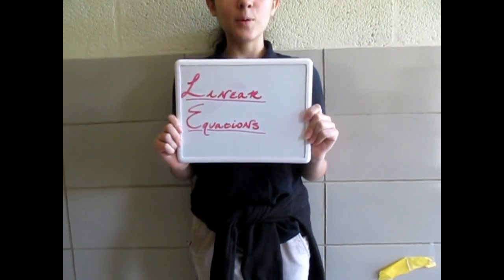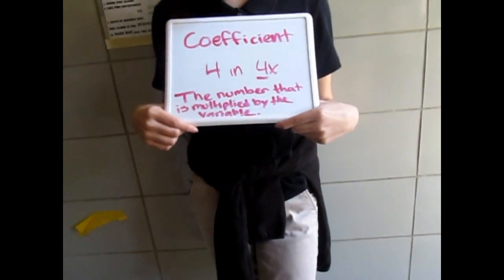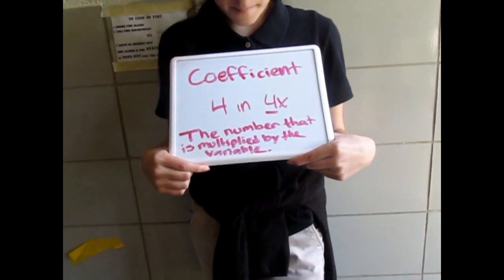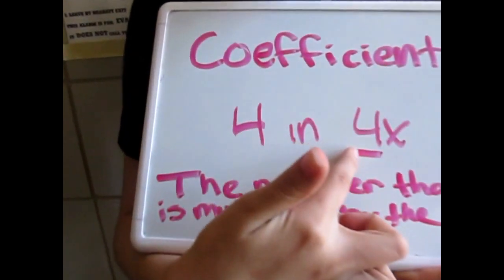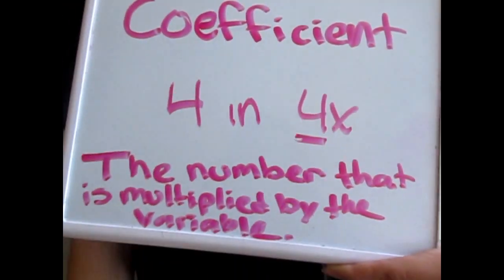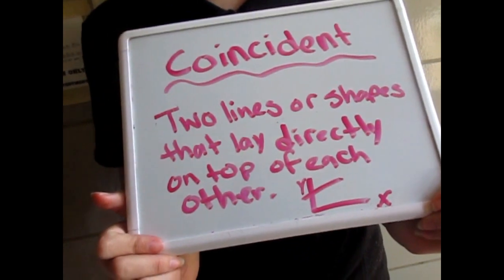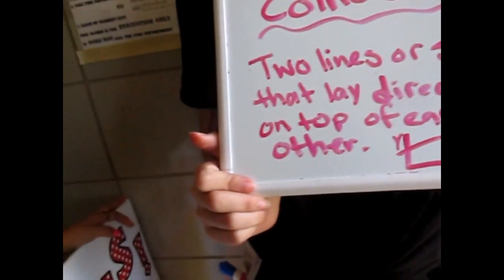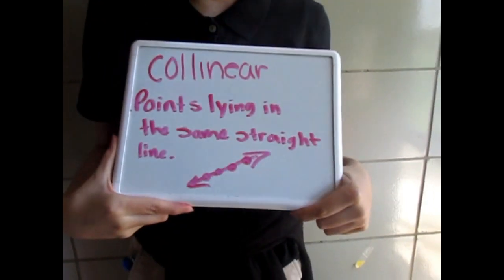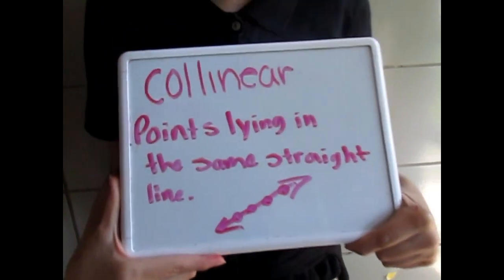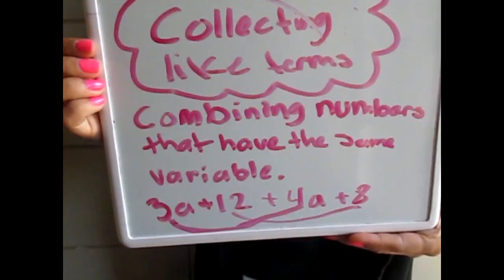Unit 3, linear equations. Coefficient, the number that is multiplied by the variable, like 4 is multiplied by x. Coincident. Two lines or shapes that lay directly on top of each other. Collinear, points lying in the same straight line.